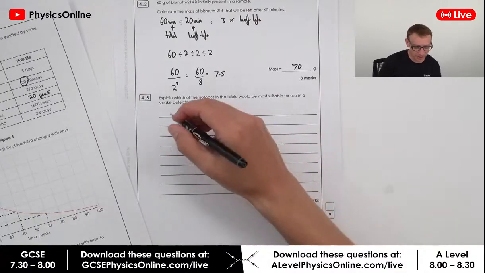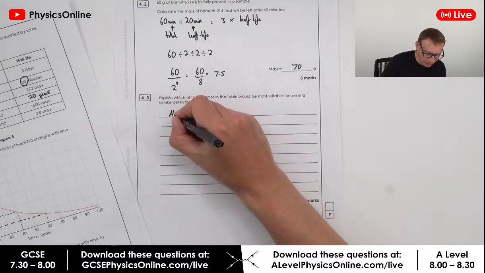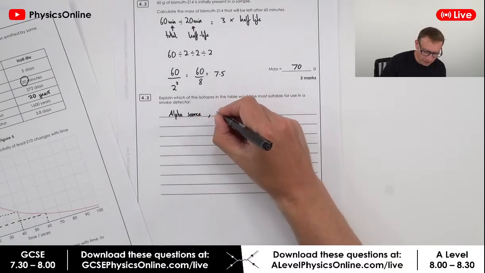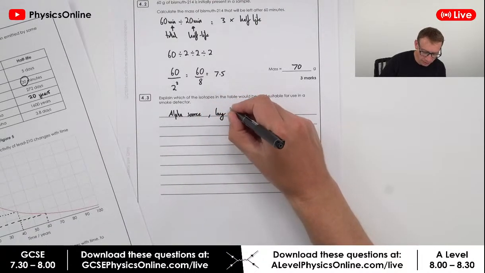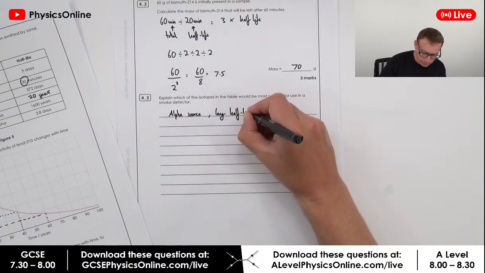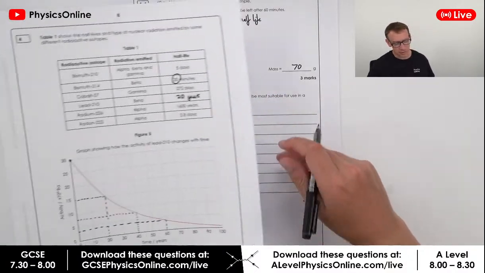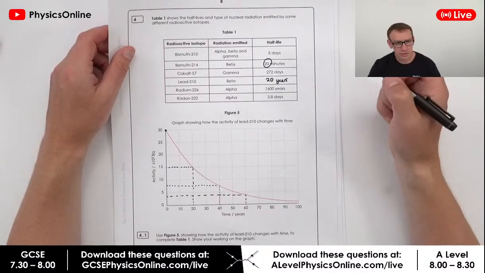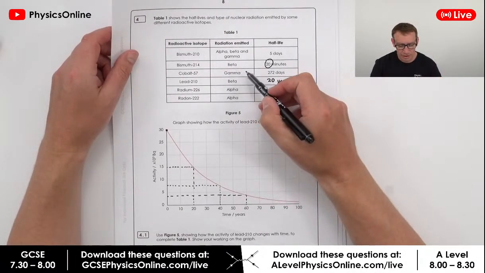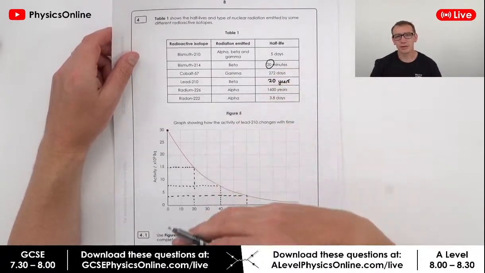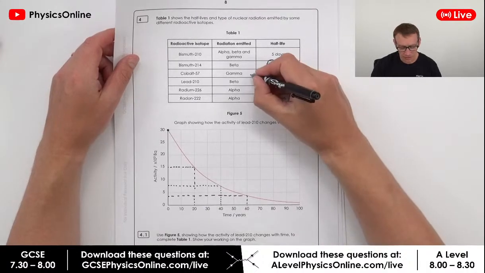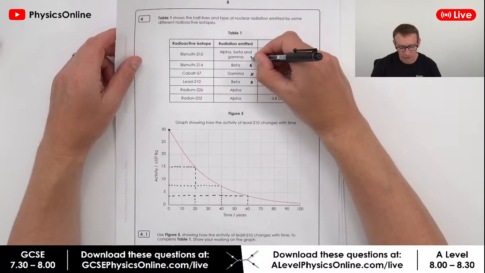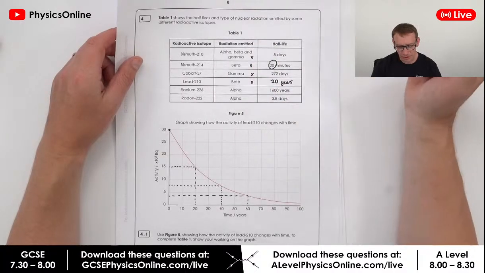A smoke detector basically uses an alpha source, and the alpha source has to have a long half-life. Okay, so basically we want something that's going to last for a long time. Now, we don't want something which is emitting gamma, because if it's emitting gamma, then it's going to be ionizing over a large distance. And it's the same with beta. Beta has quite a long range, so we don't really want to use these.